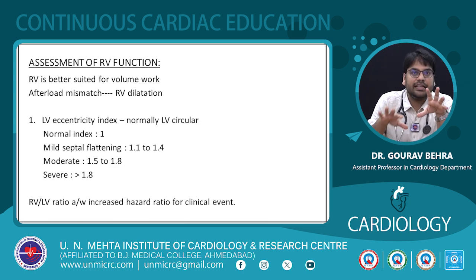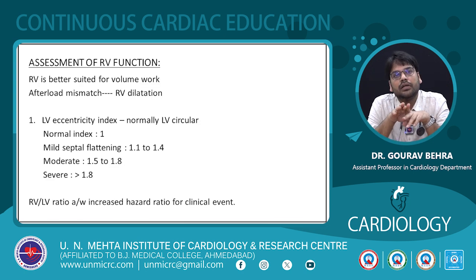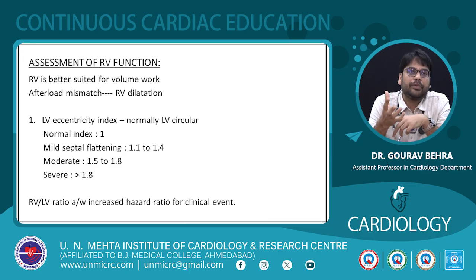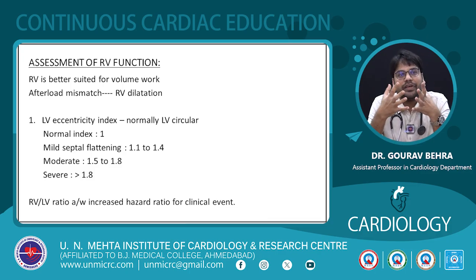Now, after evaluating the PA, you can also assess the RV function. RV is better for volume work. Now we say that LV is for pressure and RV is for volume. So when there is an afterload mismatch, then RV will definitely dilate.